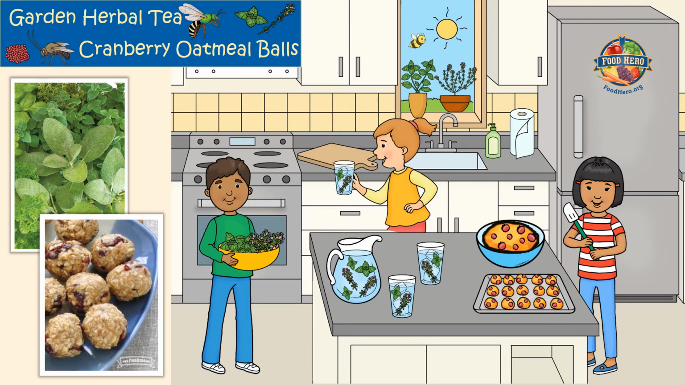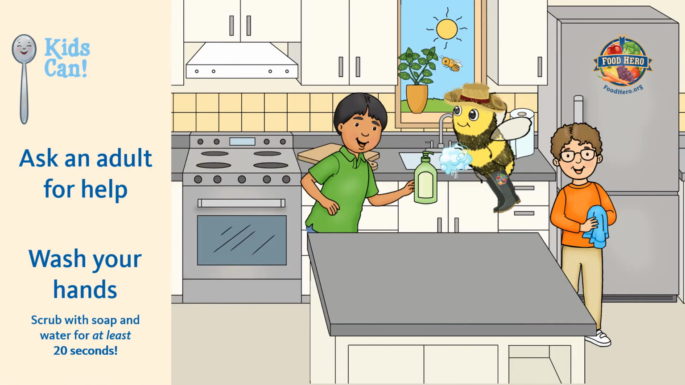Thanks to the hard work of my friends, here are 2 Food Hero recipes you can try making at home: garden herbal tea and cranberry oatmeal balls. Before you make this recipe at home, be sure to ask an adult for help and wash your hands by scrubbing with soap and water for at least 20 seconds.